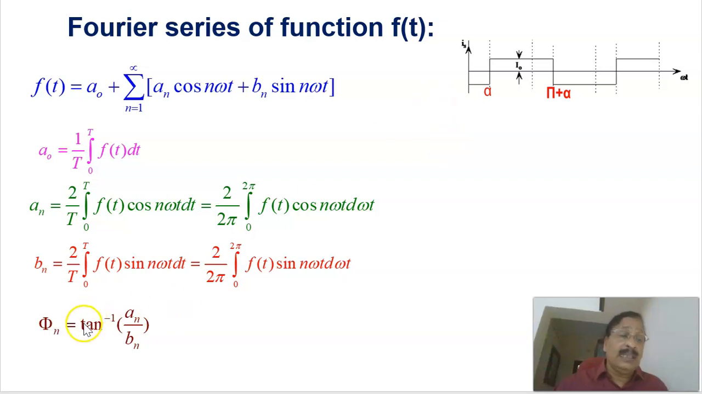And the phase shift for different harmonics is given by phi n equal to tan inverse of an by bn. Therefore, this is a general equation for the Fourier series f(t), where a0 is (1/T) integral 0 to T f(t) dt. This is a DC quantity, this is the cosine component, and this is the sine component, sin n omega t. Therefore, this is the phase shift phi n.